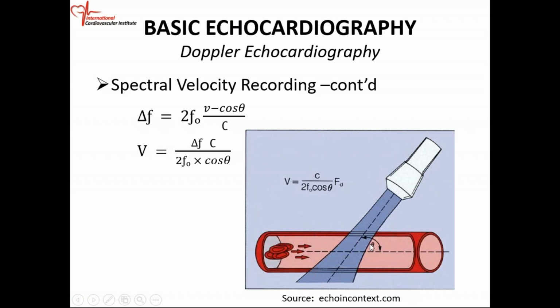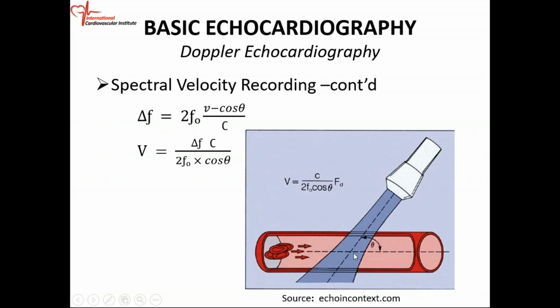Cosine of 0 is 1. So you're going to get your maximum velocity if the ultrasound beam is parallel to the moving blood. If your angle is 0, that means the ultrasound beam is parallel to the flow. And that's when you're going to get your maximum Doppler shift or velocity.